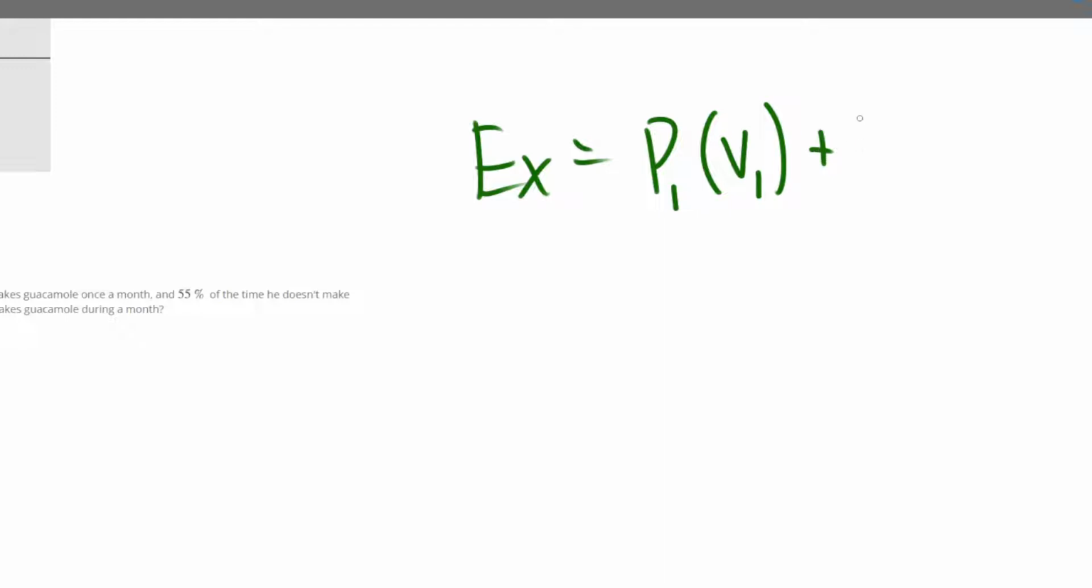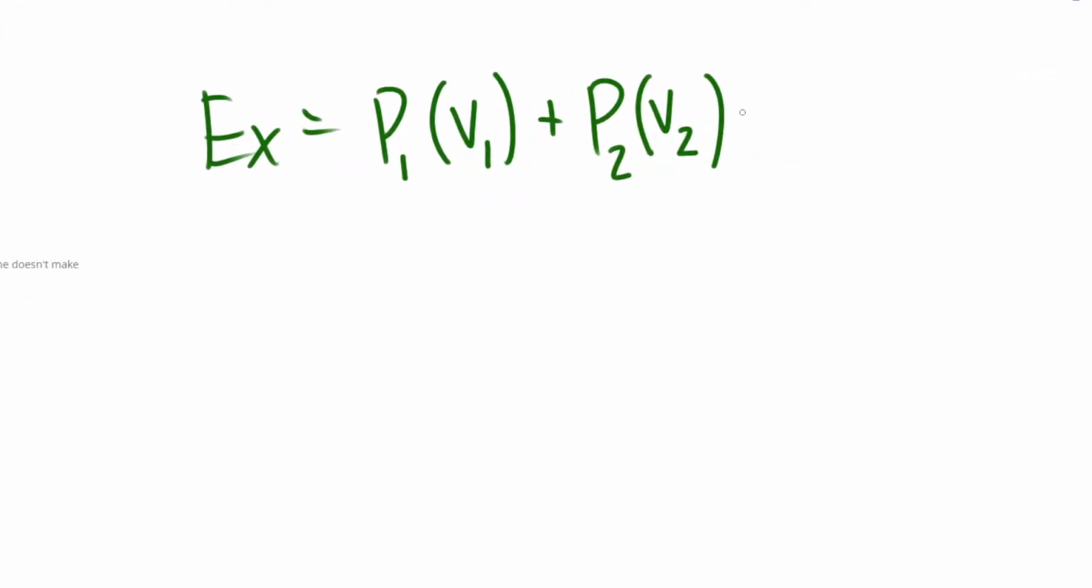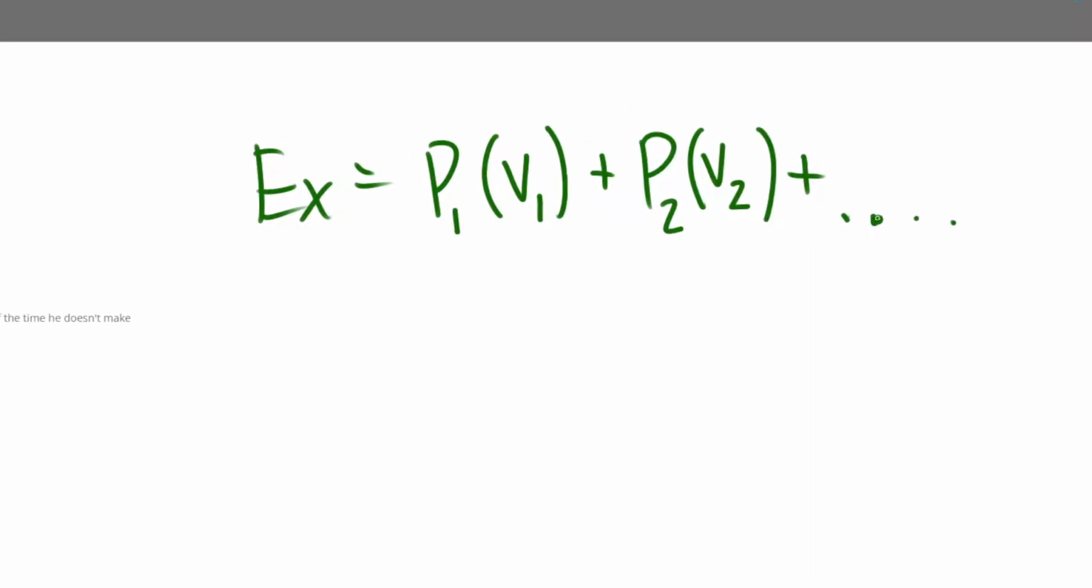The formula for expected value is the probability of event 1 happening times the value of event 1 happening, plus the probability of event 2 happening times the value of event 2, and so on, for all of your events.